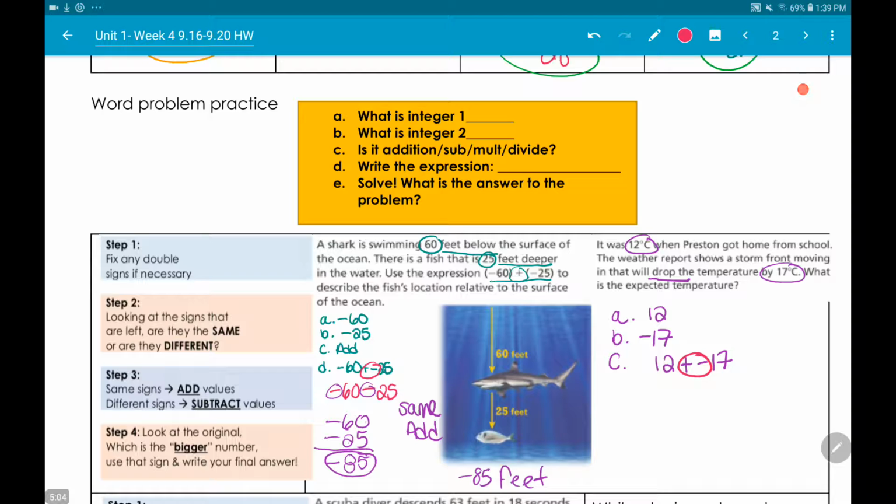Right? I see a double sign, so I change it. Now they are different, so I subtract. Well, 7 minus 2 is 5. 1 minus 1 is 0, so I just get 5. And now I look at my original, which integer was bigger. 17 was bigger. So my final answer is negative 5 degrees.